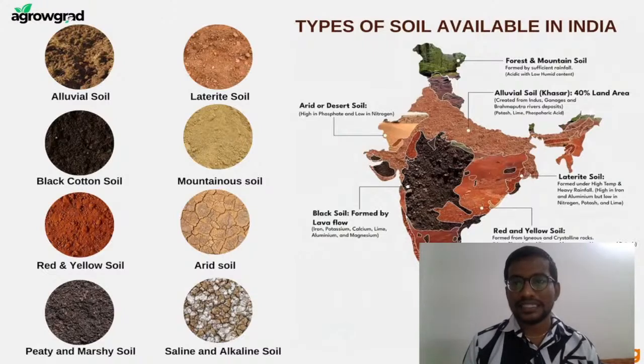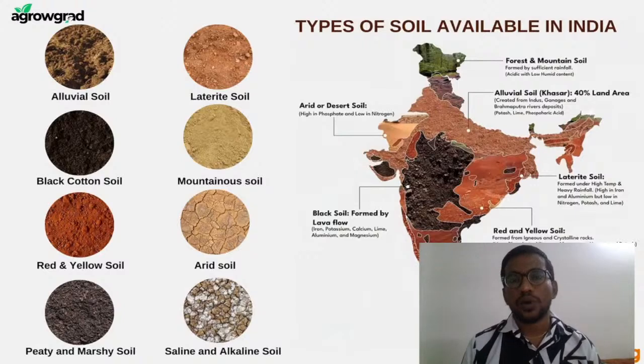If you see the India map, forest and mountain soil will be in Jammu and Himachal Pradesh. Arid and desert soil will be in the Rajasthan area. Black soil in Maharashtra. So India has all the soil types, different types of soil spread across India. It's like an ecosystem better than India. We have all the different types of soil around our India.